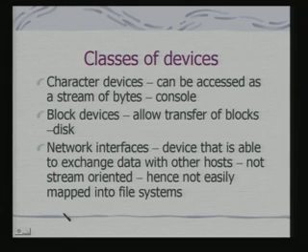So, broadly, if you look at these kinds of functionalities, the devices we can put in three categories. Character devices can be accessed as a stream of bytes, typically a console. Block devices allow transfer of blocks, typically a disk. Network interfaces, typically communication devices, are devices able to exchange data with other hosts, not stream oriented, and hence not easily mapped into what we say in a file system.